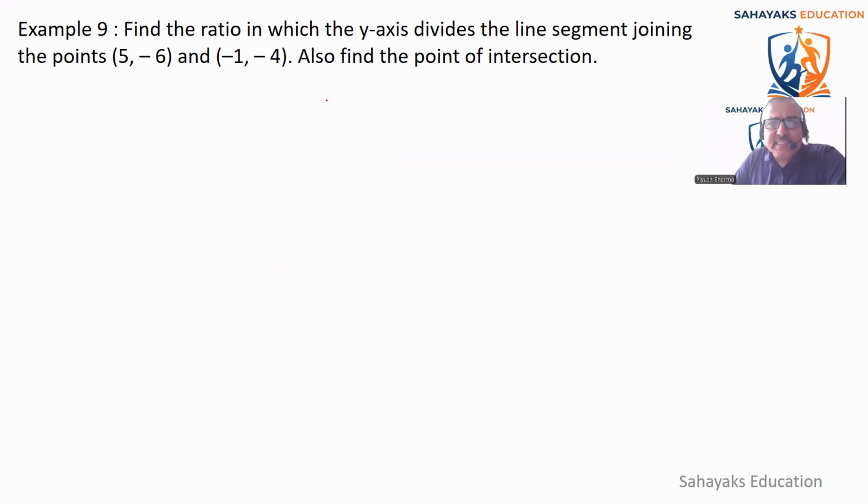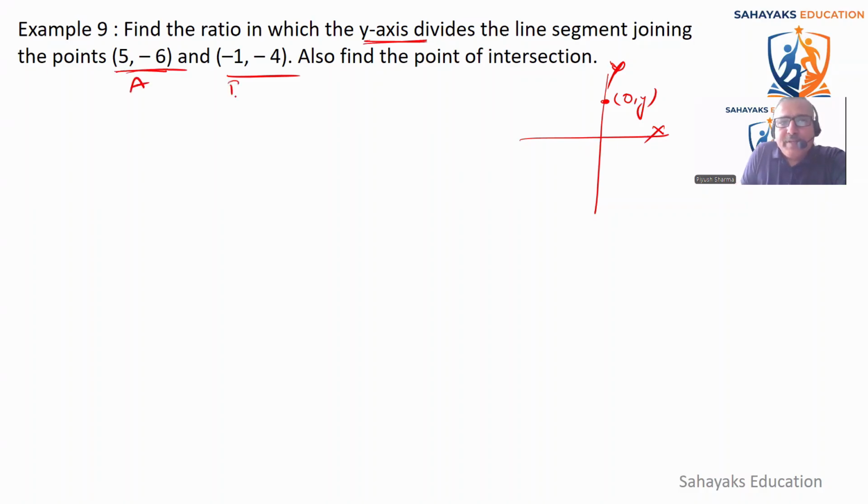Find the ratio in which the y-axis divides the line segment joining the points this and this. So when they're talking about the y-axis, this is the x-axis and this is the y-axis. Any point on the y-axis will have the coordinates of, what's the value of x here? The value of x will be 0 and then y. So they want to know that these 2 points, this is point A and point B, if we make a line segment from A to B, the y-axis is dividing it into what proportion?